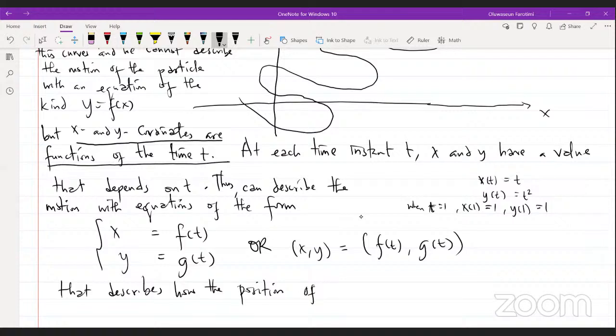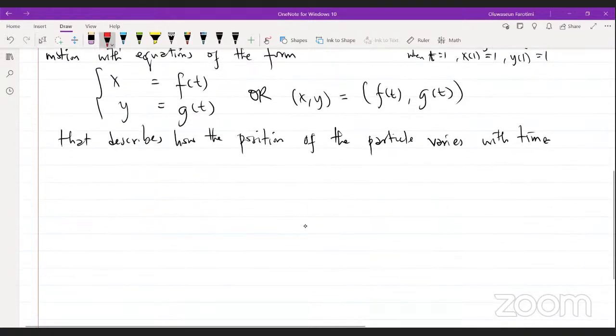We've studied functions like y equals f of x, like y equals x squared, y equals x cubed, and the likes. So now we want to take it a little bit higher, and study functions that depend on time, or depend on the so-called t. That means it keeps changing from point to point. You're having different outputs or different results. That describes how the position of the particle varies with time.